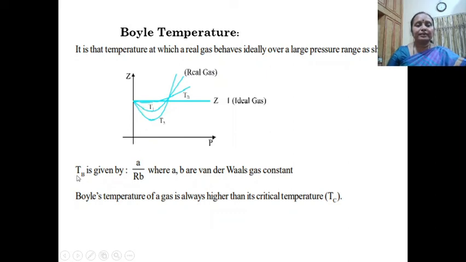T_B is the Boyle's temperature, given by a by Rb, where a and b are the Van der Waals constants. Boyle's temperature for a gas is always higher than the critical temperature. Okay, thank you.